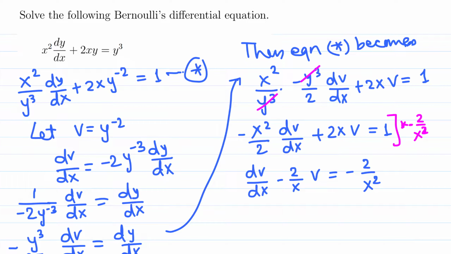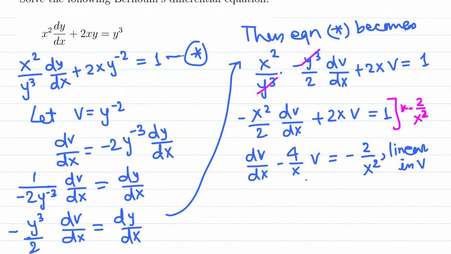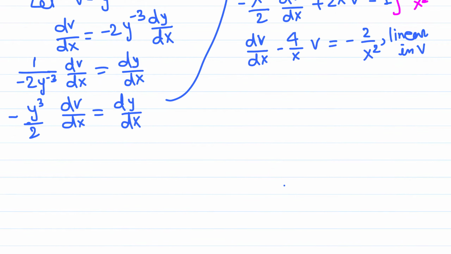Okay, there is a mistake here. When I multiply 2 times 2, it has to be 4, because we are multiplying by 2 over x squared, right? 2 times 2, 4. Now this is linear in v, the dependent variable v with respect to x. Now we know how to solve this. If you don't know, you need to review linear ODEs.